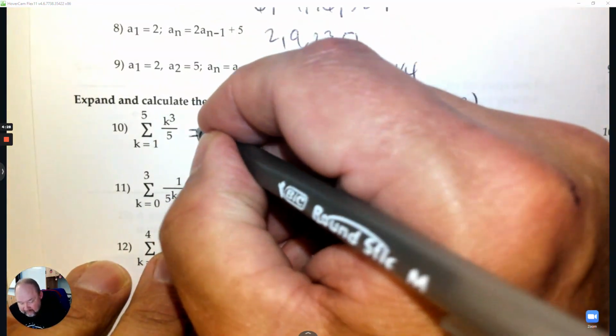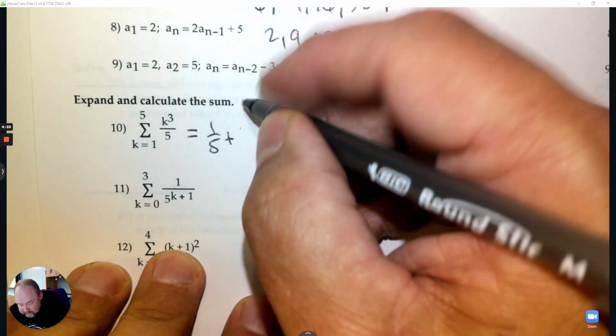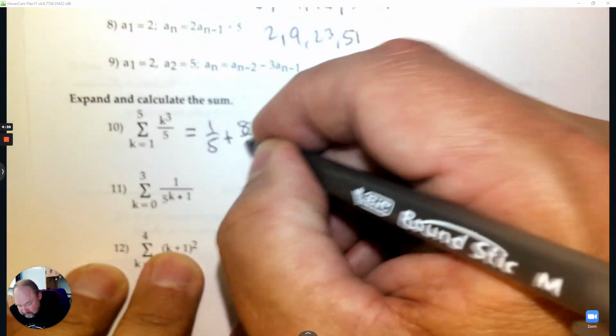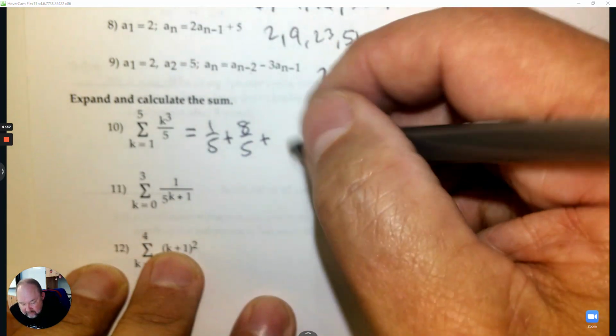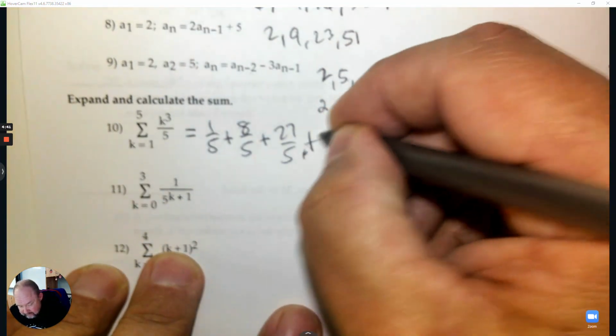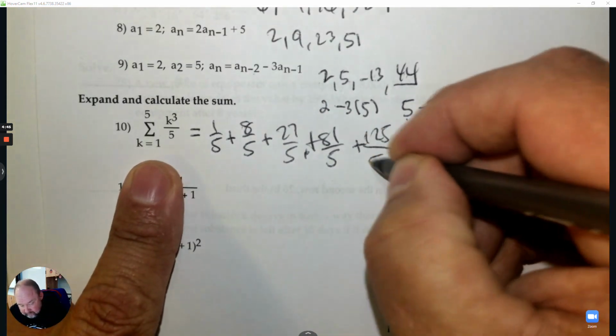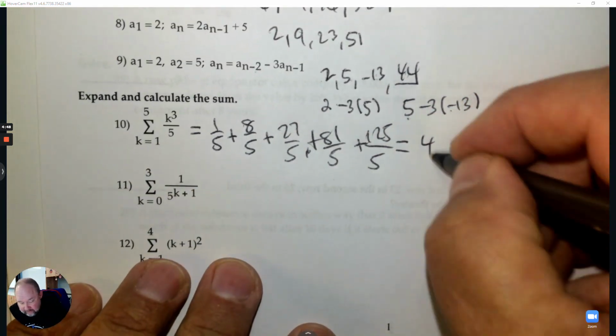These I need to expand, so I plug in 1, I plug in 2, I plug in 3, I plug in 4, and I plug in 5, and then I add these up, and it does add up to 45.